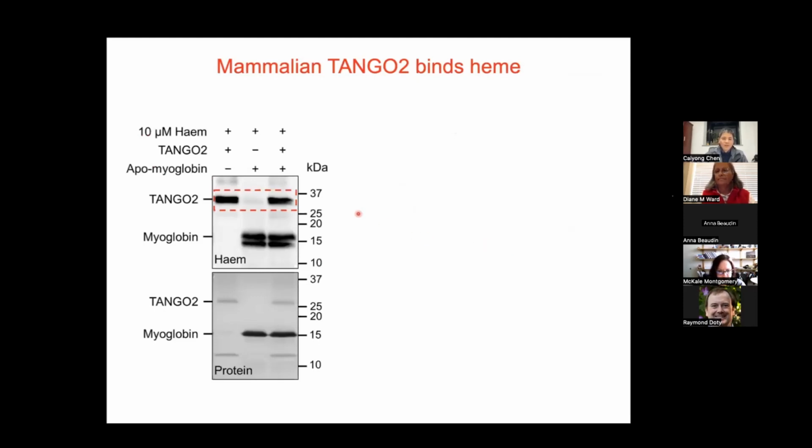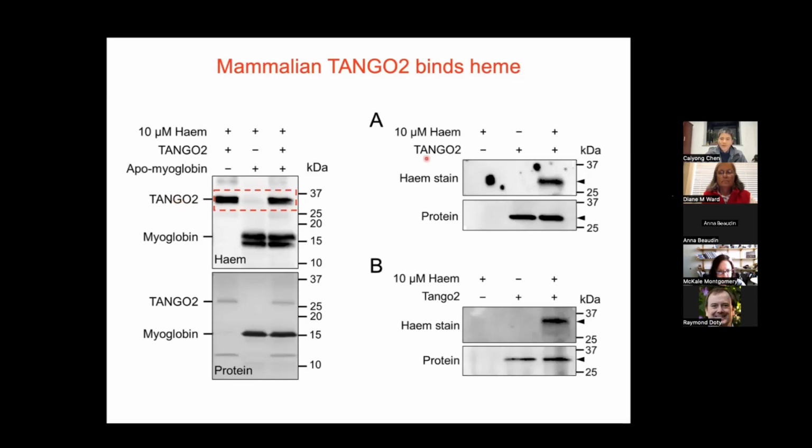During the heme transfer assays, we noticed that Tango2 may associate with heme. Here, when we incubate 10 micromolar heme with Tango2 protein, we found that there is a heme activity associated with Tango2 protein. To confirm this result, we expressed FLAG-tagged human Tango2 and FLAG-tagged mouse Tango2 in mammalian cells, purified the proteins, and incubated them with heme. We found that heme can associate with both human Tango2 protein and mouse Tango2 protein.